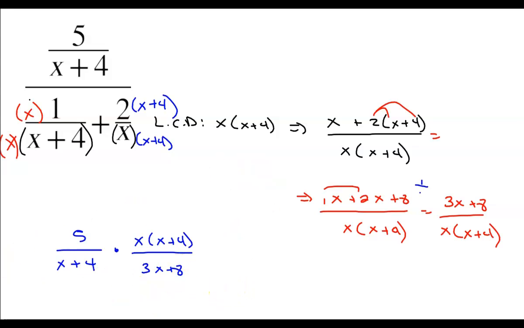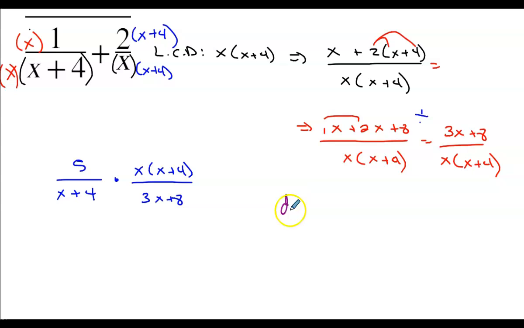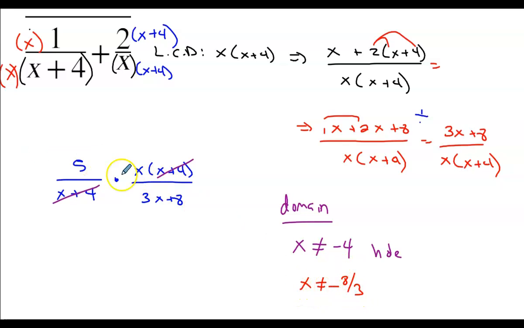Once you're here, establish your domain. So I got one domain, x plus 4, so x cannot equal negative 4. There's an x plus 4 in my numerator, there's a factor of x plus 4 in my denominator. Simplify those out, creates a hole in the graph. There's another denominator of 3x plus 8, which means that x cannot equal negative 8 thirds. Nothing simplifies with that, creating a vertical asymptote. What's left? 5 times x, 5x, over 3x plus 8.